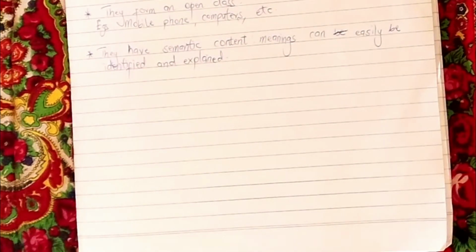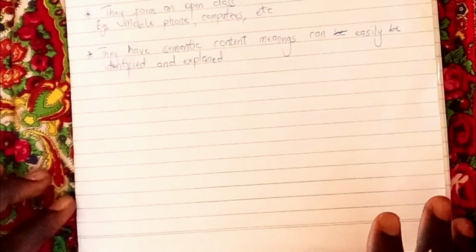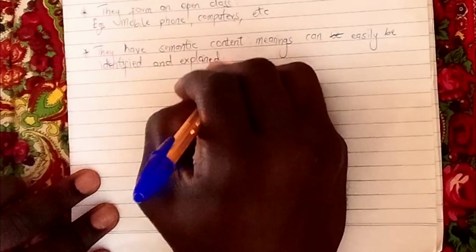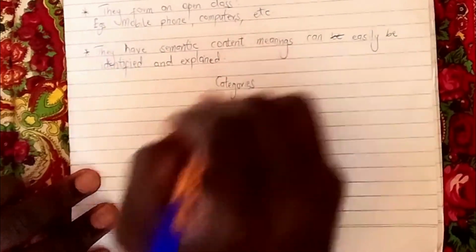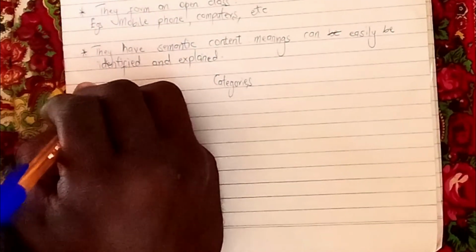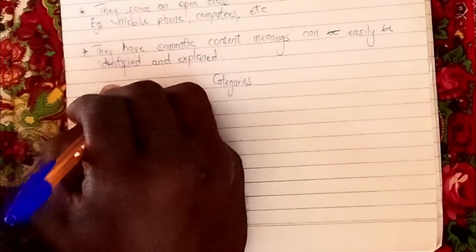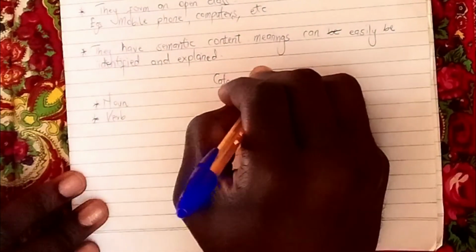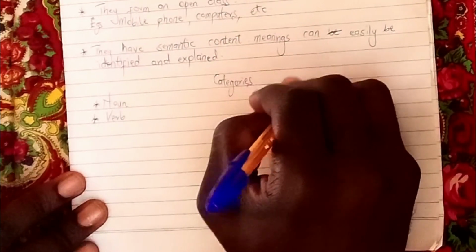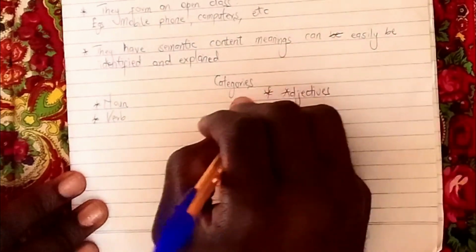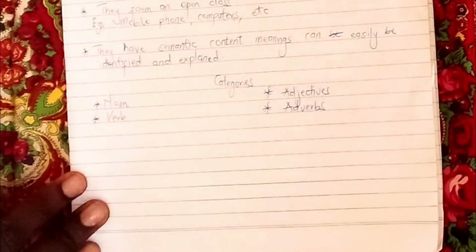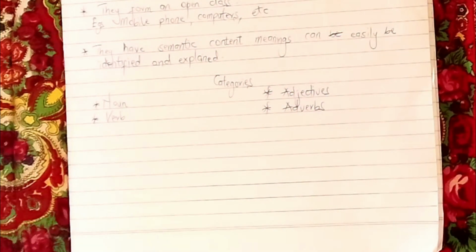So under the major word class category, we have types or examples or categories that form under the major word class. So we will go to the categories of major word class. There are 4 main categories. We have noun, verb, adjectives, and adverbs. So we'll discuss each of them one after the other to better our understanding.